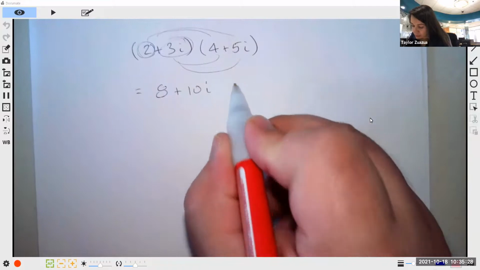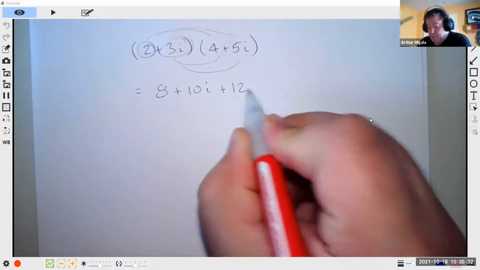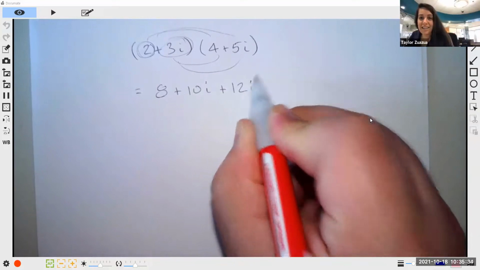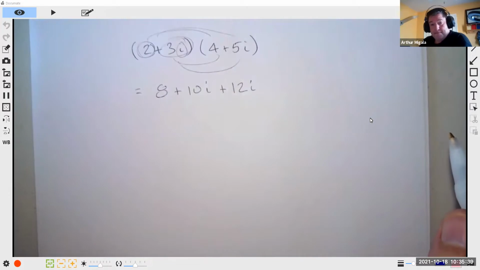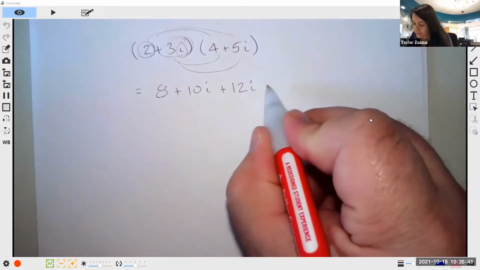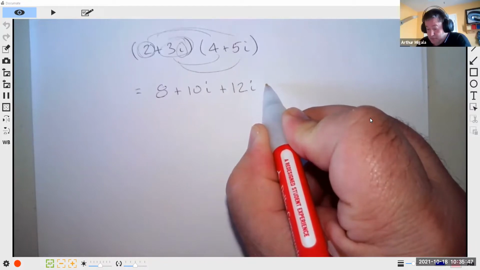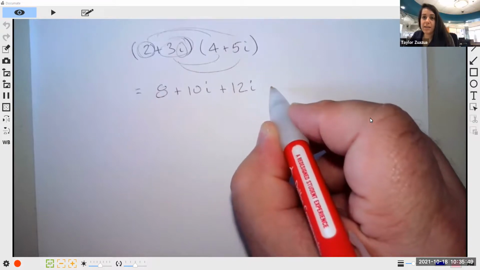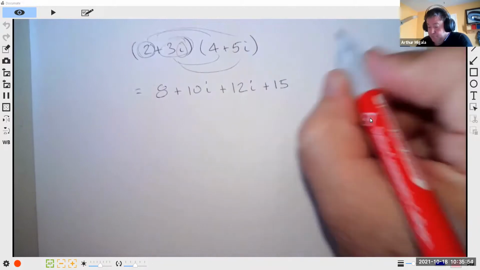So you're multiplying, so it's plus 12. Do you make it an i? Yes, because it's 3i times 4, so it's 12i. And then 15i times i. What is i times i?